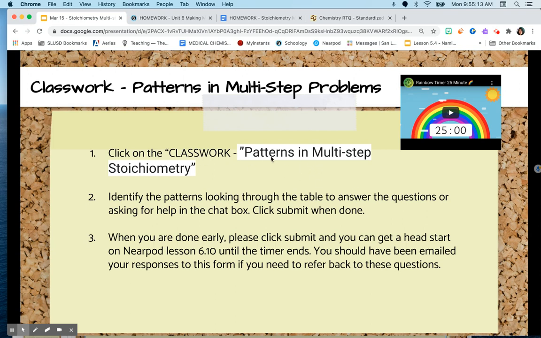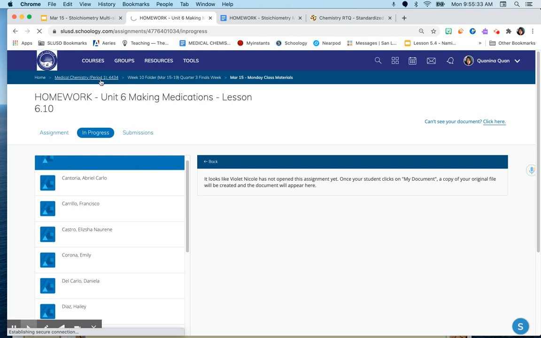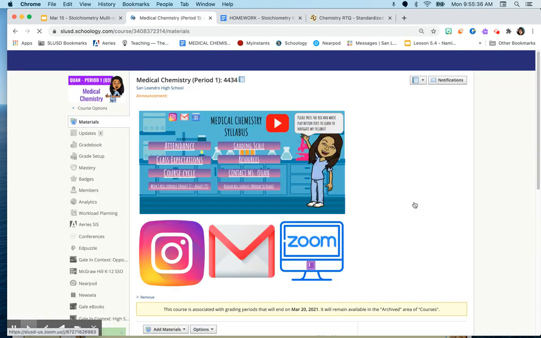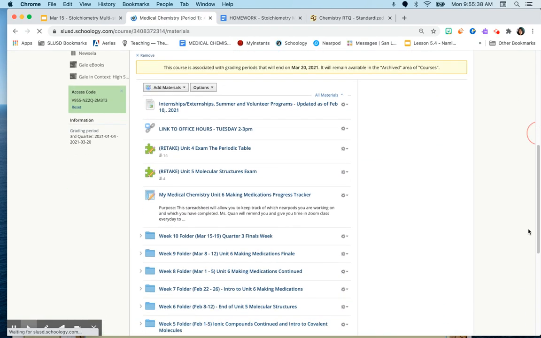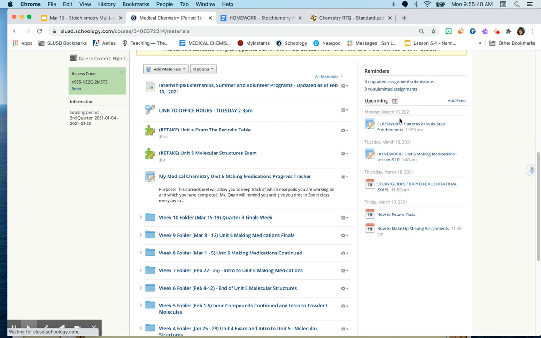So for our classwork, I want to see if you can complete this on your own without any help. And usually it's helpful if we talk about these stoichiometry problems that are kind of long first. To complete your classwork, you're going to have to go to your main page on Schoology. Should look something like this, and you're going to scroll down to the right-hand side where it says Classwork, Patterns in Multi-Step Stoichiometry.